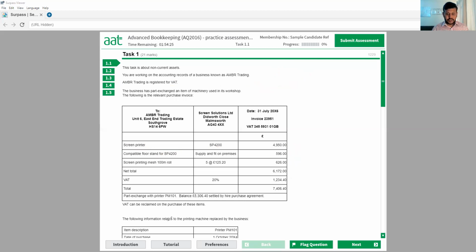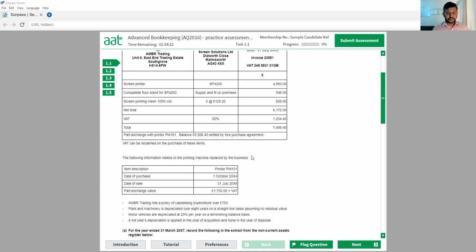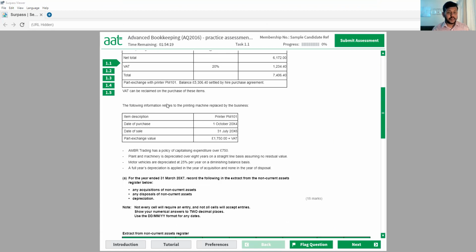The next information we have here says part exchange with printer PM101, balance 5306.40 settled by the hire purchase agreement. So we need to know what the purchase method was. Is it bank? Is it cash? Is it a loan purchase or hire purchase? How we purchased this asset, we have to record that. For this asset, we can see this is a hire purchase agreement, so we have to record this one as a hire purchase.